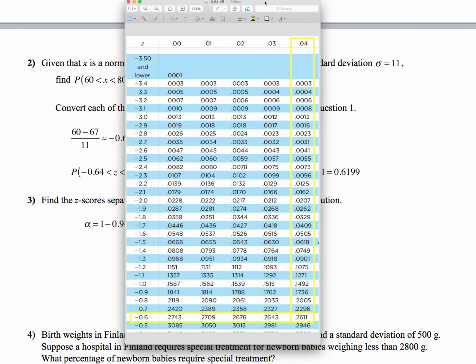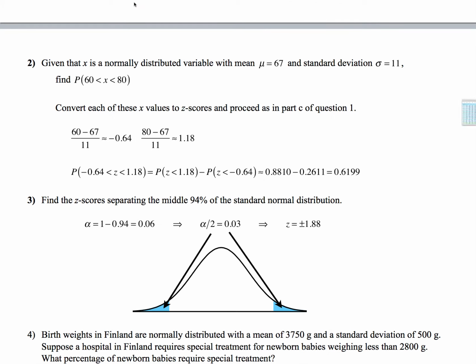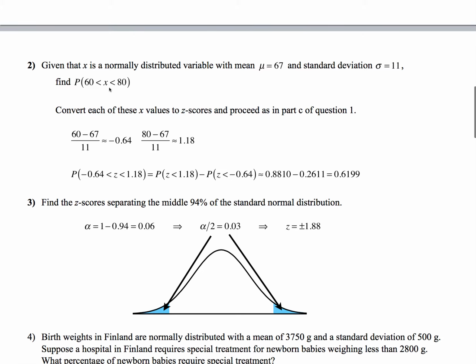And to do that, again, the negative z-scores this time. So we go down this column to find the negative 0.6, and to this column for the 4 in the hundredths place, 0.04. And those overlap at an area of 0.2611. So that's the smaller area that we subtract from the larger, and that gives us a probability of 0.6199 that an x value would be between 60 and 80.